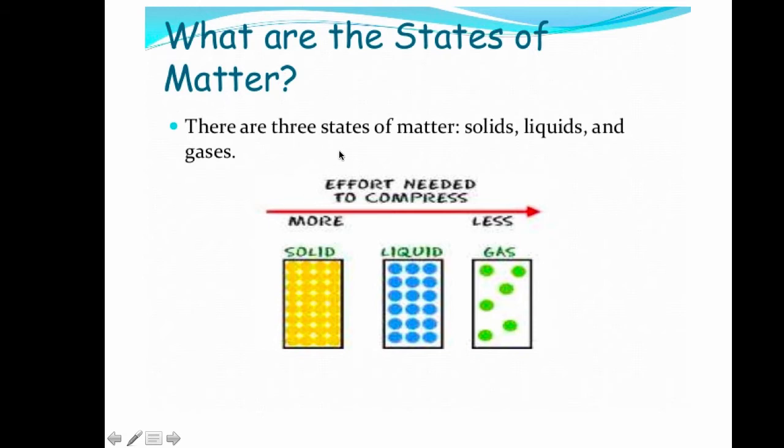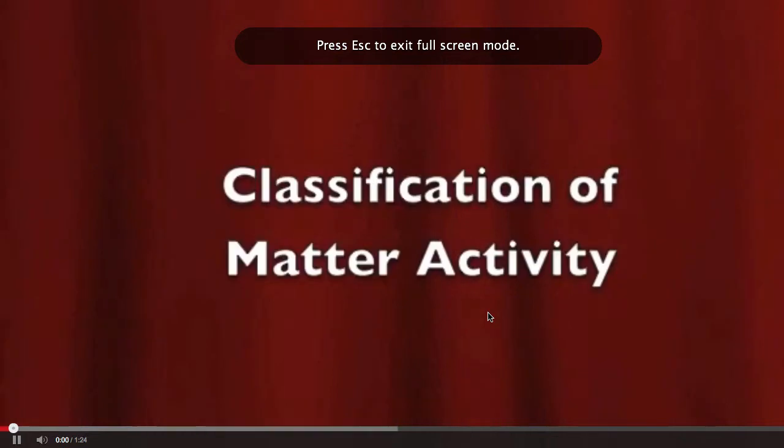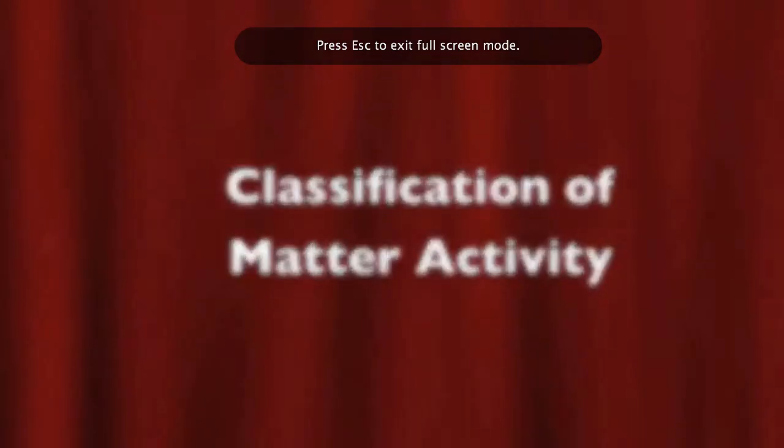So matter is anything that takes up space and has mass, and there are three states of matter: solids, liquids, and gases. Tomorrow you're going to do an activity where you have to sort matter, because in the landfill, in order to recycle, you have to figure out how to organize it so you can figure out which ones need to be recycled and which ones need to be reused and so forth. So I'm going to show you this short clip to show you how you can classify matter.